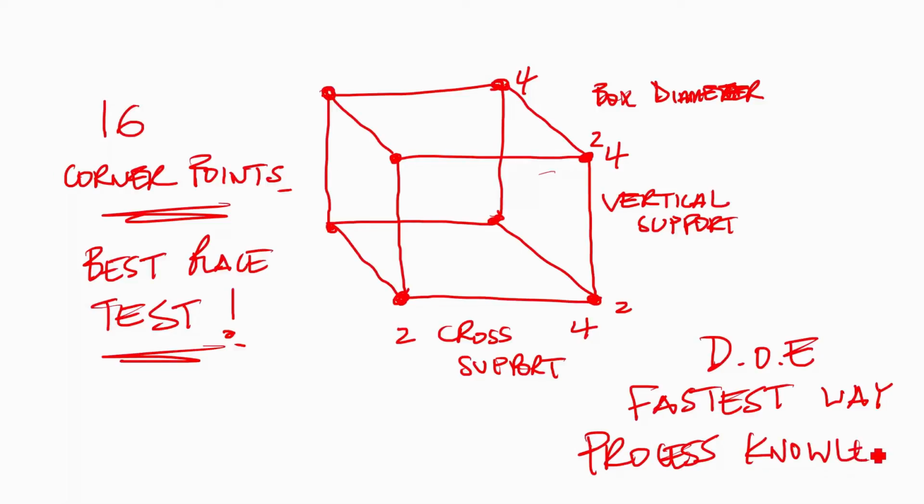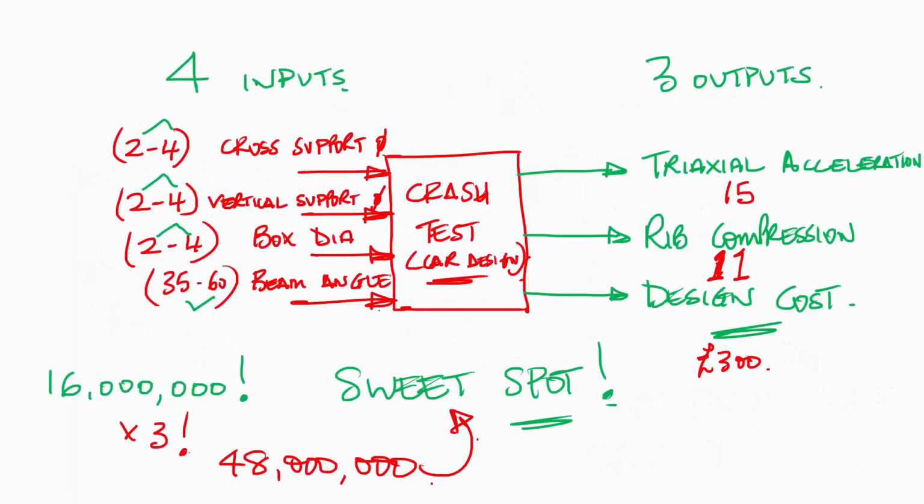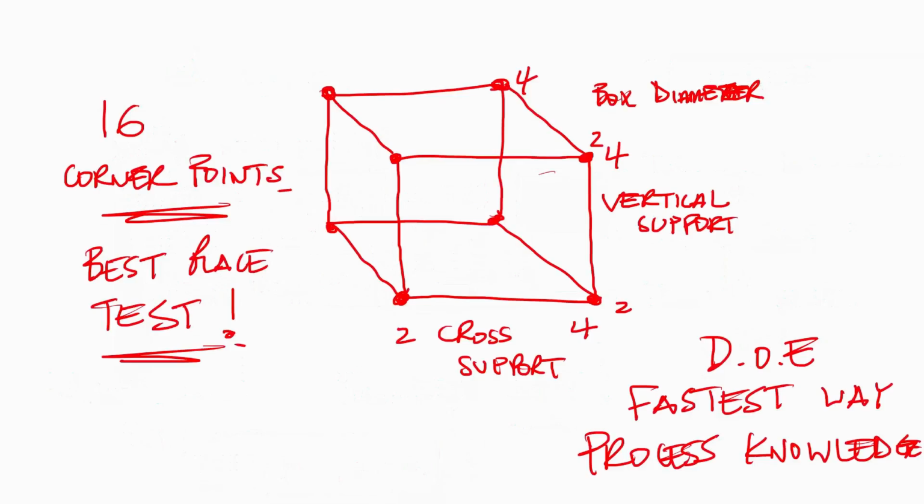Only a DOE can do this. Your skill would never be able to understand these 48 million combinations so well and so quickly. 16 tests, and we find the sweet spot. Only DOE can do this, because it is the fastest way to find process knowledge.